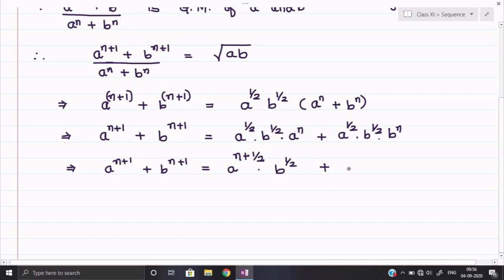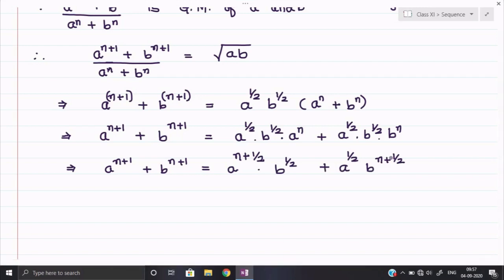Same way the things will happen here also. The b's have the same basis over here, so the power of b will be added. That will become (n+1)/2. Now we shall do one thing. We shall separate the similar kind of terms at one side.